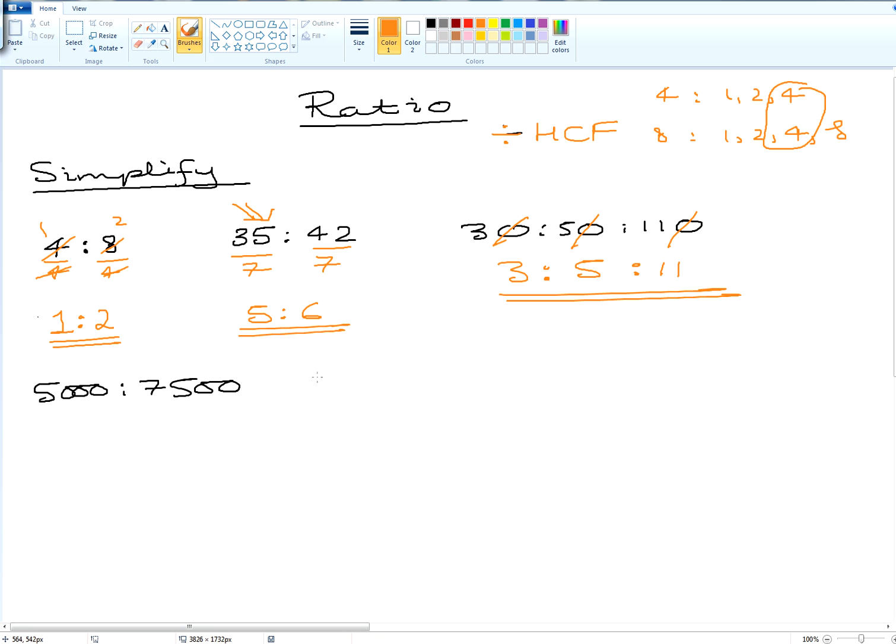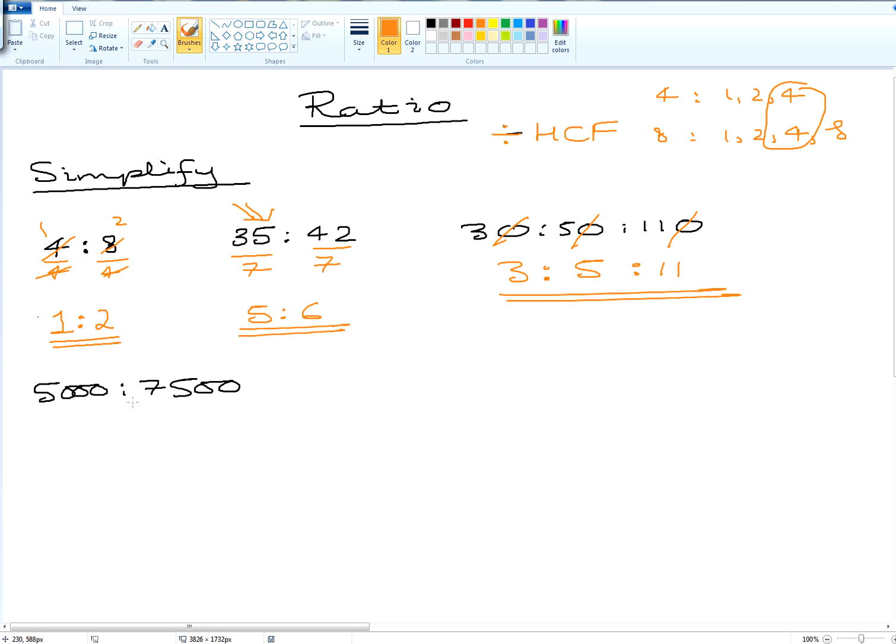Now, the next question, let's have Musab. 5,000 and 7,500. If you don't spot the obvious highest common factor, we can always spot what we have in common in terms of the powers of 10. Musab, what can we divide them both by straight away without even thinking about it? 500. Okay, that is the highest common factor.